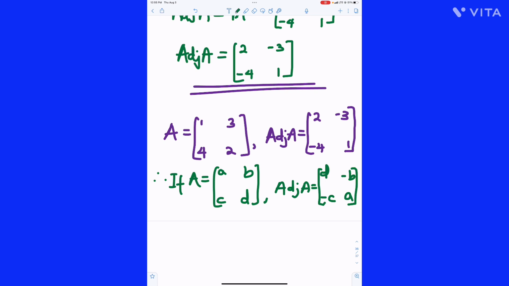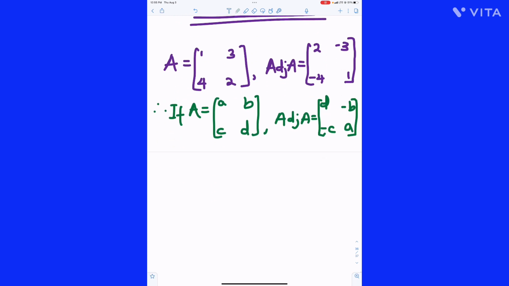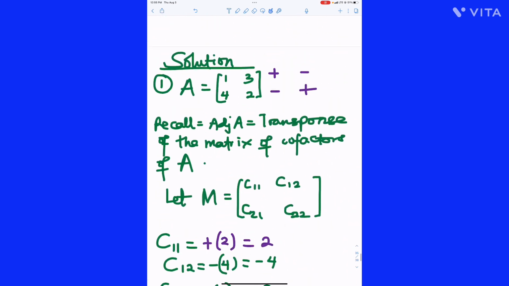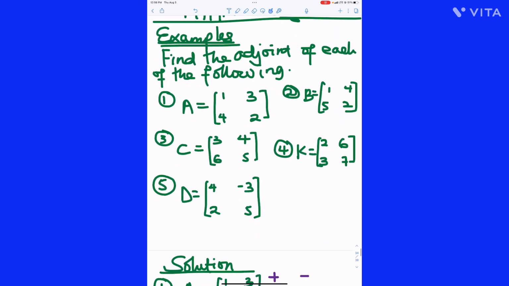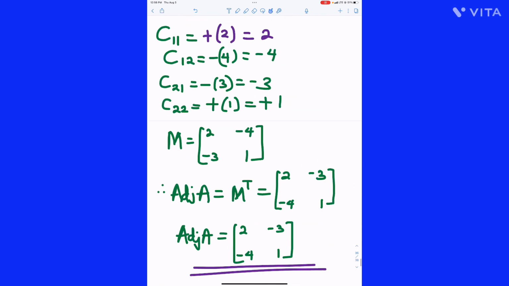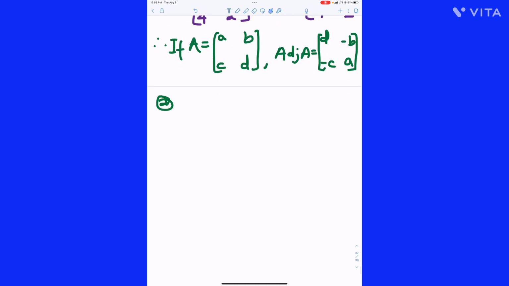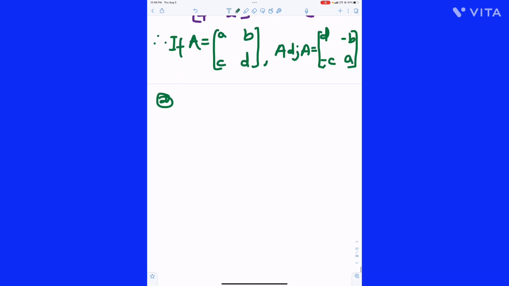Let's take a second example. Number 2. Matrix B is 1, 4, 5, 2. So first, let me find M, which is the matrix of cofactors of B.